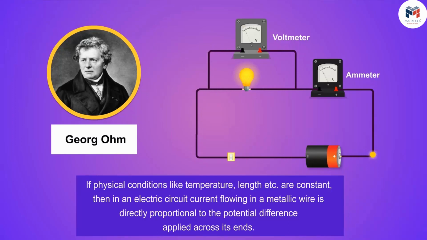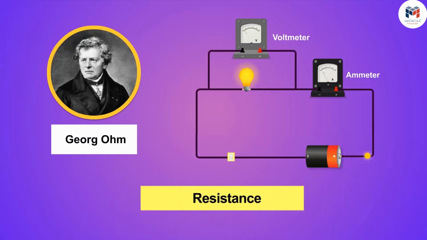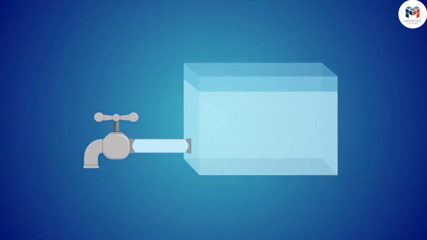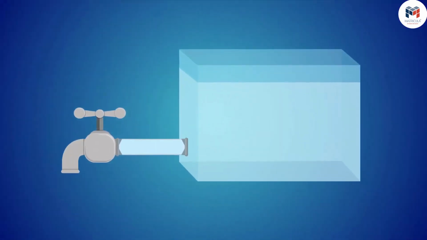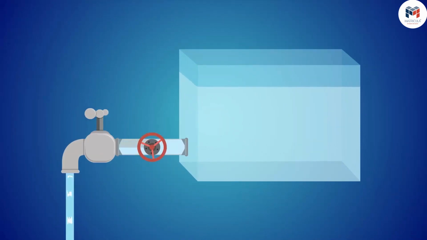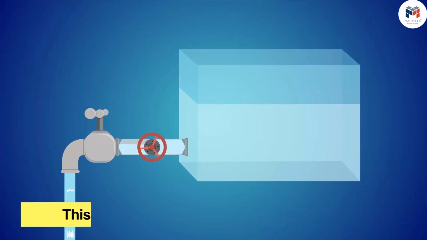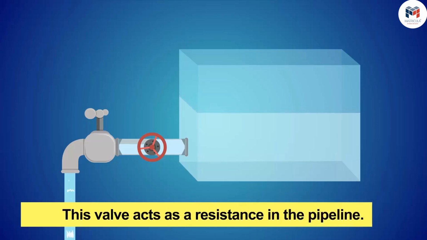Ohm named this ratio as resistance. But what is this resistance? Do you remember that water tank analogy from the last video? Here we use that analogy to understand this concept. If a valve is placed in a pipeline which controls the amount of water flowing towards the tap, then this valve acts as a resistance in the pipeline.